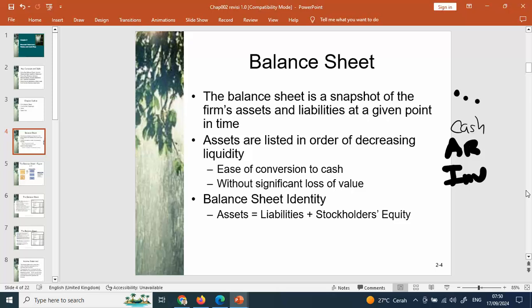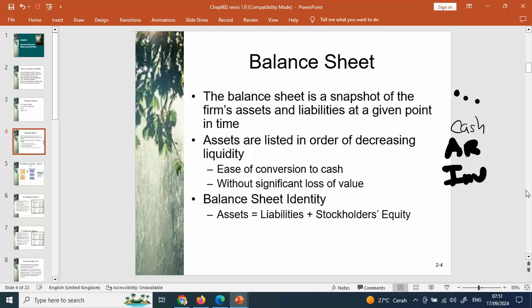And then, without significant loss of value. So with cash, there is no loss of value, you have the money. Account receivable, you collect, not significant loss. Inventory, maybe you want to get money faster and then you give a discount in your invoice, so people buy more.